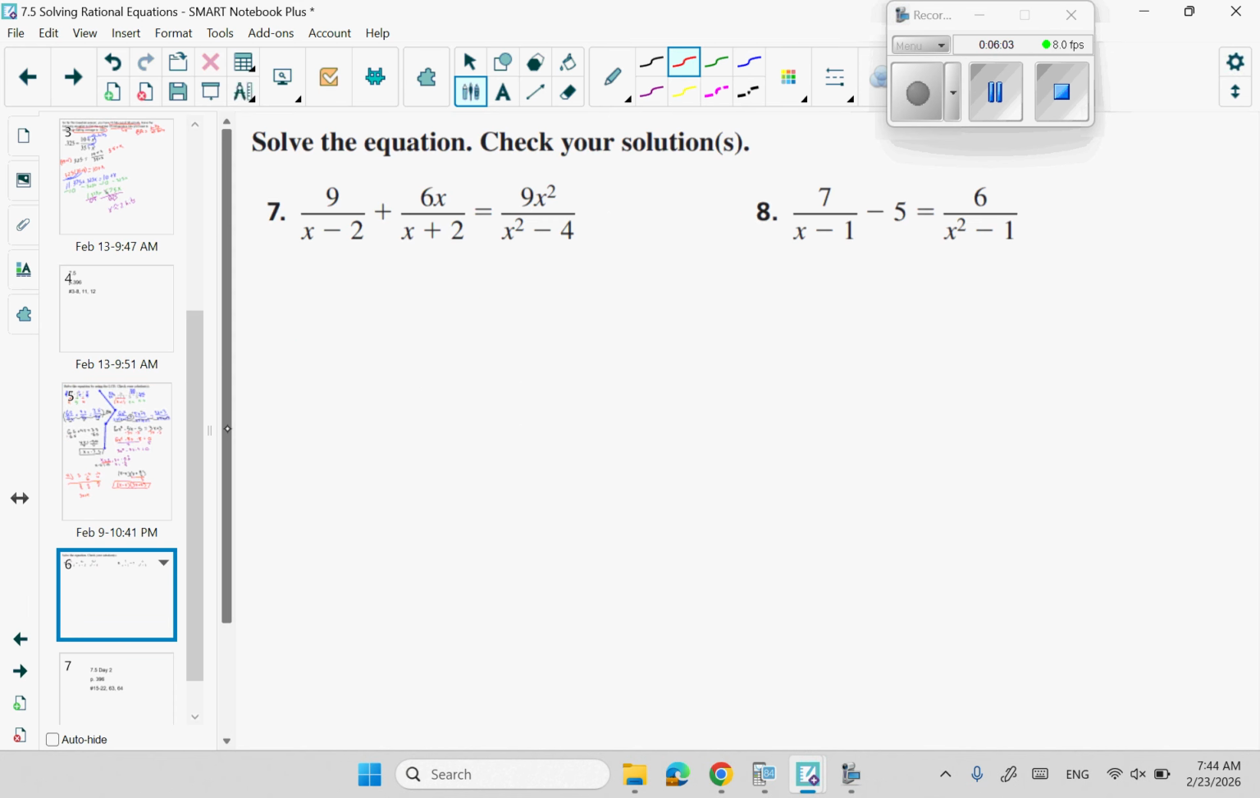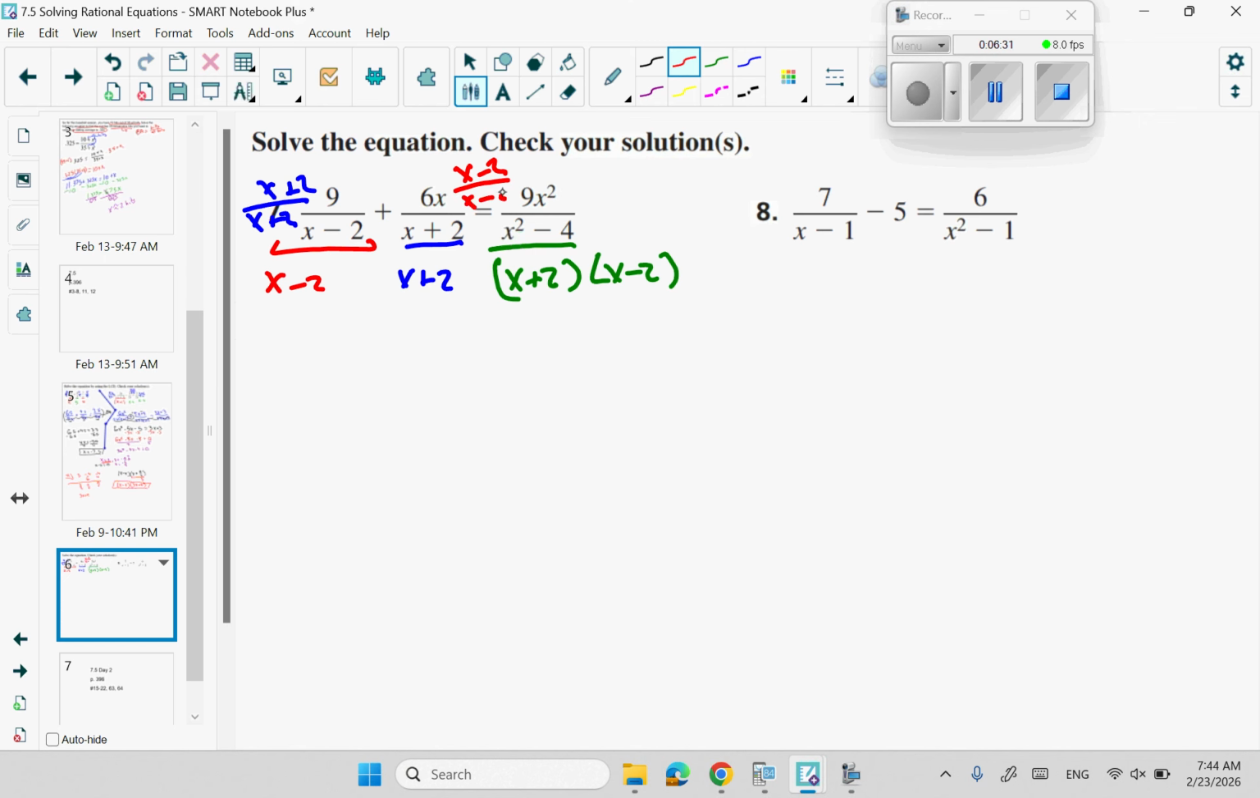Okay. Here, x minus 2 is one thing. Here, x plus 2 is one thing. And here I'd factor, this is x plus 2 times x minus 2. So this first one is missing the x plus 2 over x plus 2. This second one is missing x minus 2 over x minus 2. And this third one's actually not missing anything because it has both. So we can just distribute. We're going to get 9 times x, so 9x. 9 times 2, so 18.